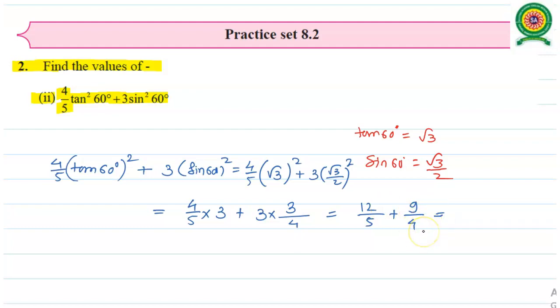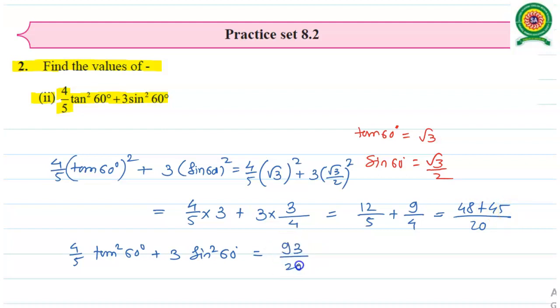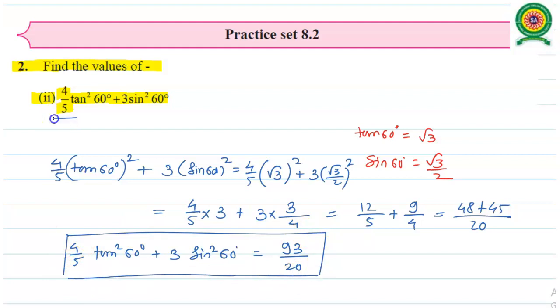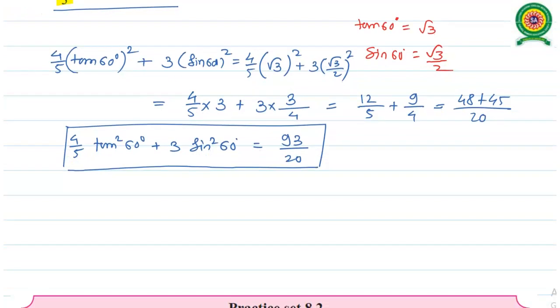Do the cross multiplication here to add up the rationals. 12 4s are 48, 9 5s are 45, divided by 5 4s are 20. So 4 by 5 times tan of 60 degree the whole square, means tan square of 60 degree, plus 3 times sine of 60 degree the whole square, means sine square of 60 degree, that is equal to 48 plus 45, we have 93 divided by 20. Hence we have the value of the given trigonometric expression. Now look at the next question. Question number 3.